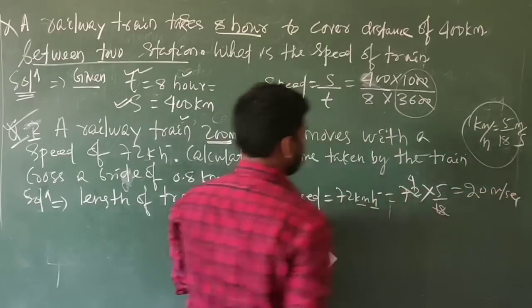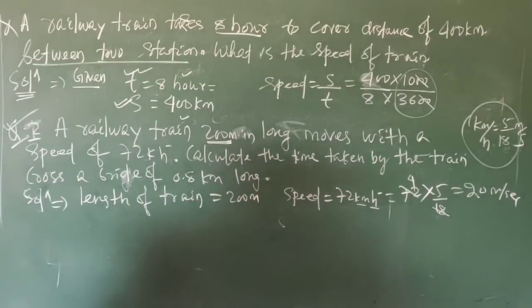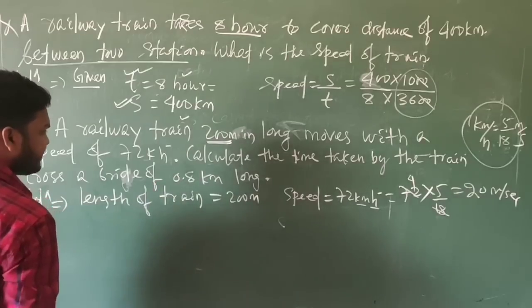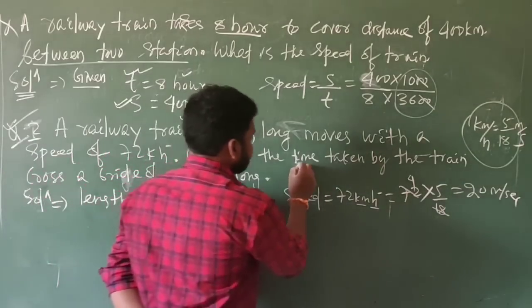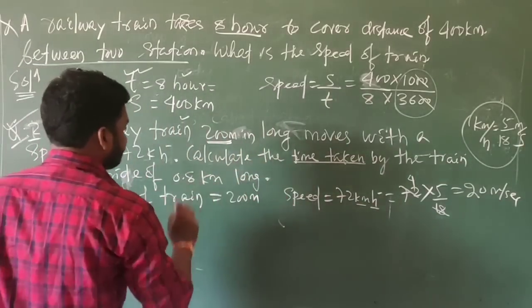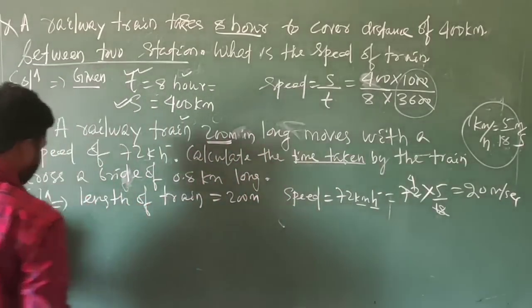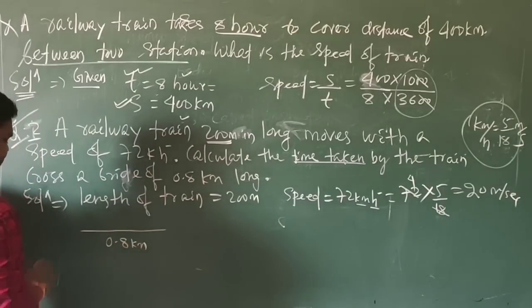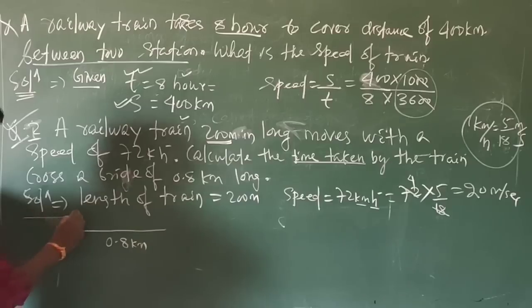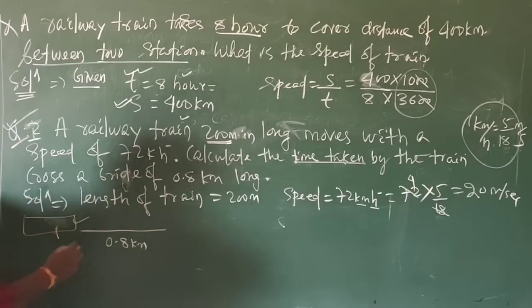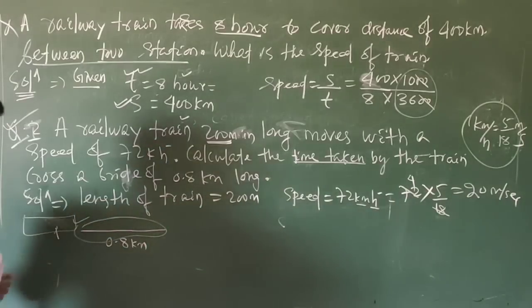Next question: calculate the time taken by the train to cross a bridge of 0.8 kilometer long. In this question we have to find the time when the train crosses a bridge of 0.8 kilometer length. Suppose this is a bridge which has length 0.8 kilometer, and this is a train. How much time is taken by this train to cross this bridge? That is what the question asks.